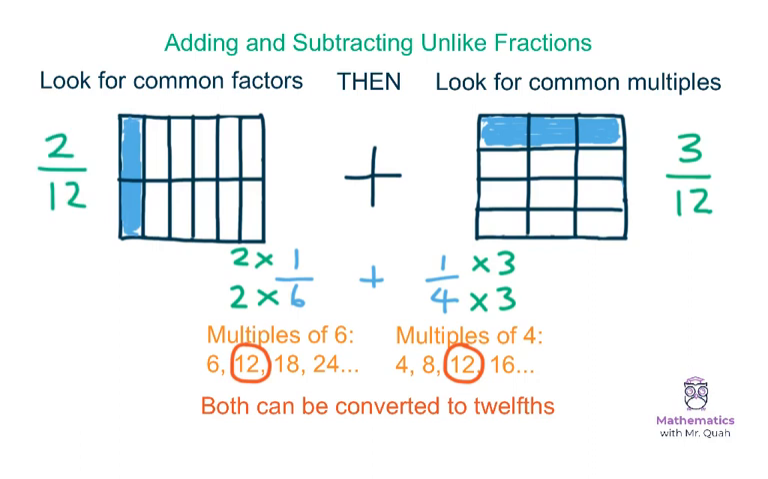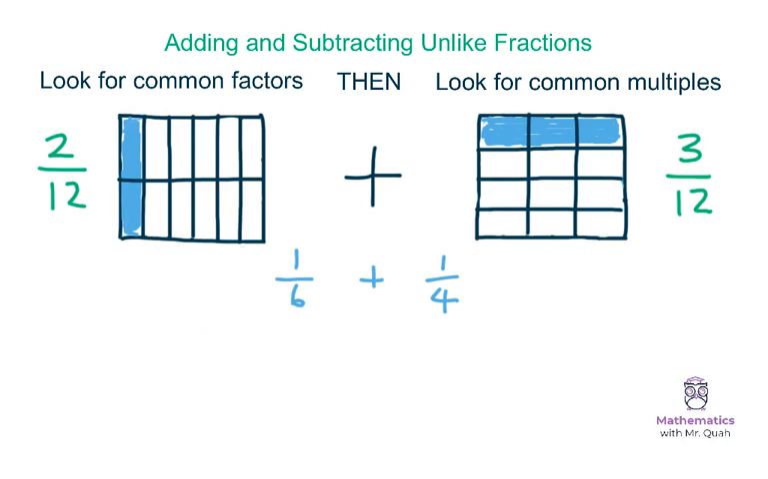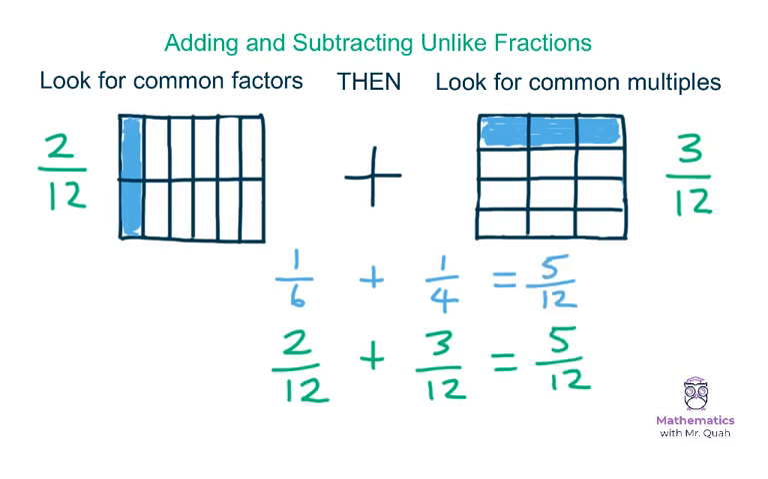So now we have converted both of these fractions into something equivalent and different to what we started with, but they are now matching as twelfths plus twelfths. So 2/12 plus 3/12 becomes a simple addition equaling 5/12. So we've solved 1/6 plus 1/4 is 5/12.